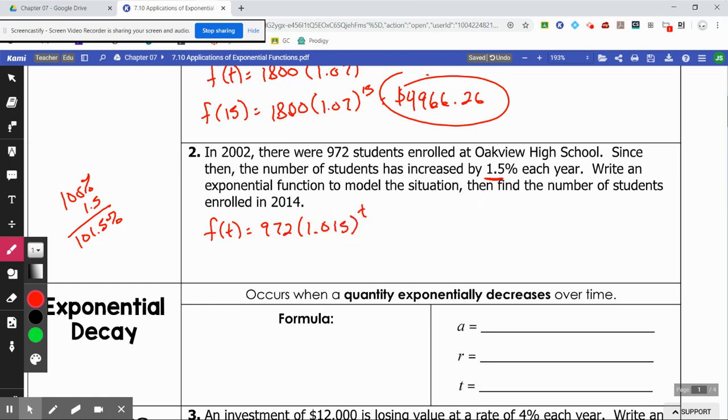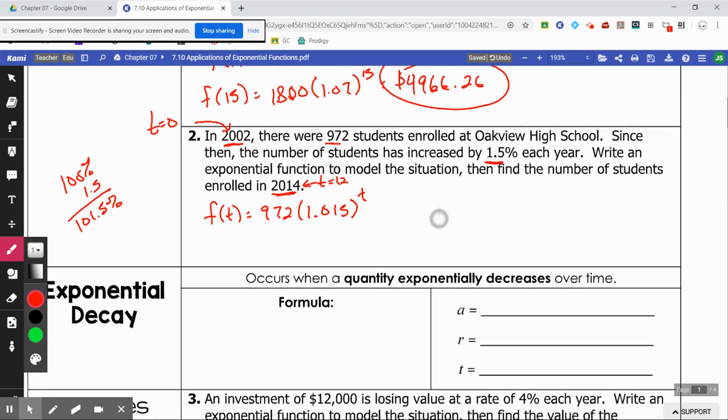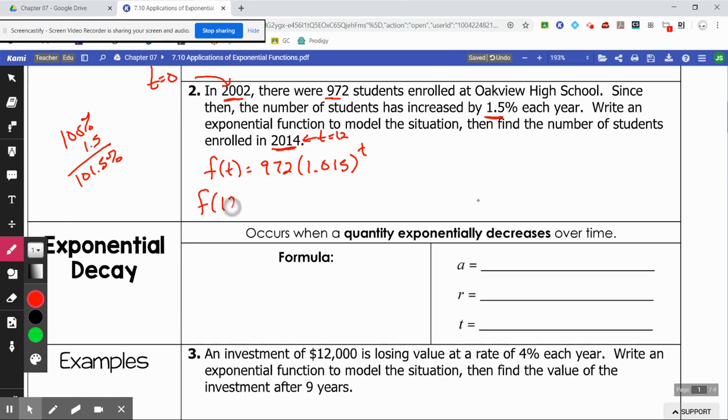So now this is kind of tricky. In 2002, there were 972. We're going to let this be our time equals 0. That's our starting time. So therefore, in 2014, that would be 12 years later. So that'd be t equals 12. So we're finding f of 12 in years. So we're going to do 972 times 1.015 raised to the 12th power, and we're going to get 1,162 students. Now, this actually is a decimal answer, but it's going to be hard to have a decimal student, so therefore we're going to round to the nearest whole student.